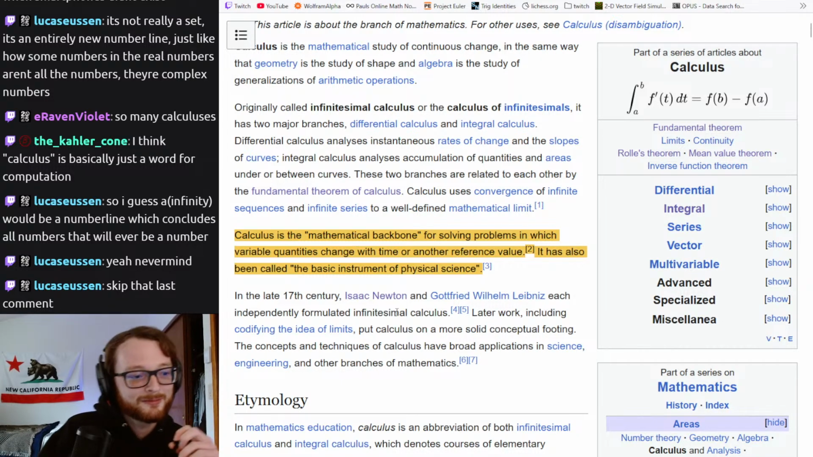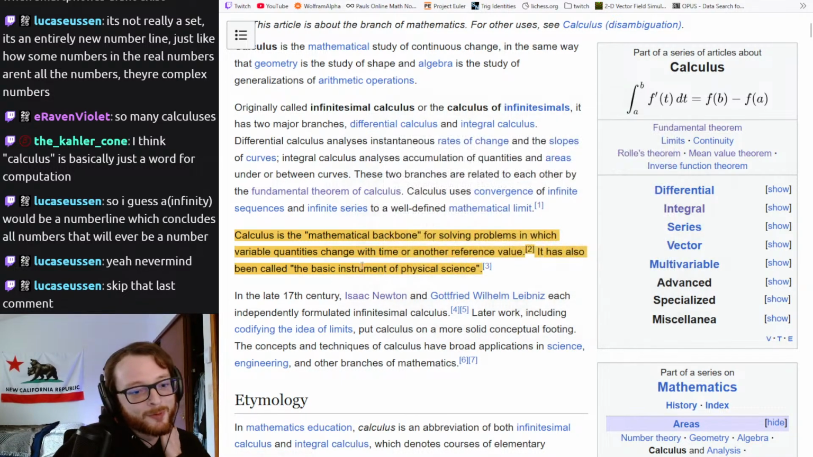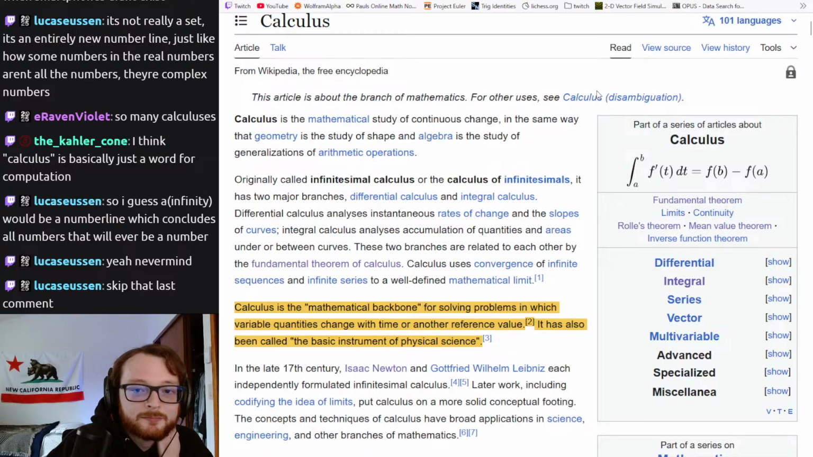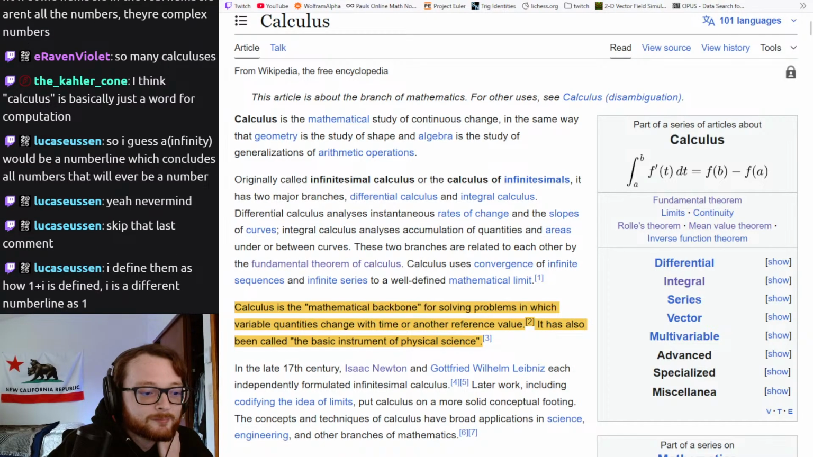You have a different definition for a number line than I think of it, I guess. Yeah, it seems like a color cone. Well, yeah, but a number line is a set of numbers, though. It's just how we represent that set visually.